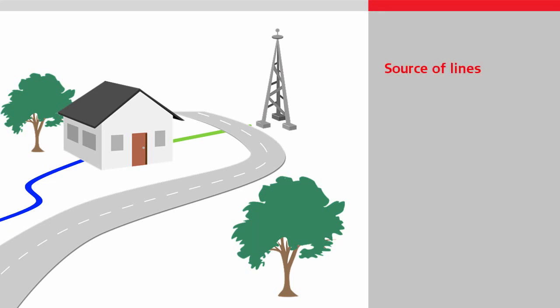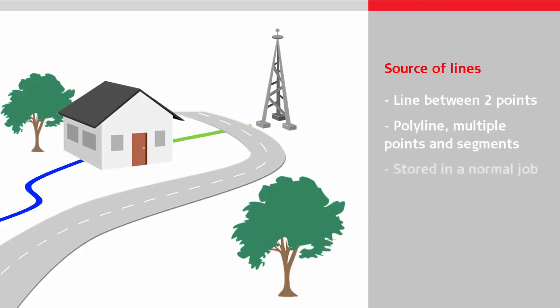Let's take a look at where our line might come from. As mentioned in the Staking to a Line overview video, the line can simply be a line between 2 points, or a polyline with multiple points and segments, which can be made up of straights and arcs. To be used in the Stake to Line app, the line must exist in the job.